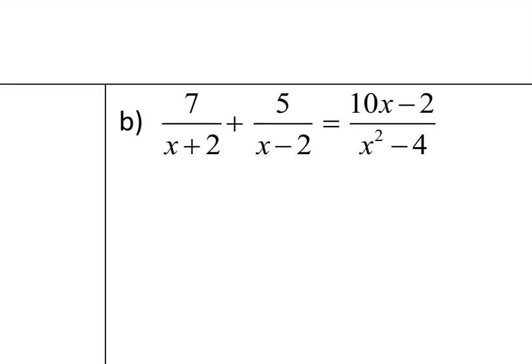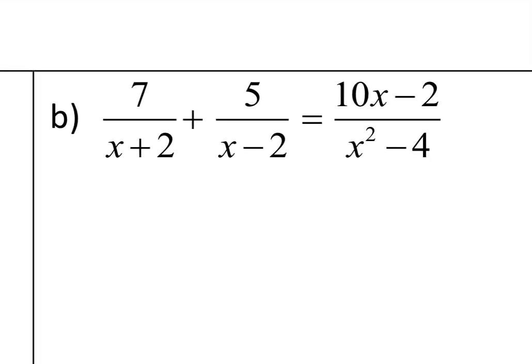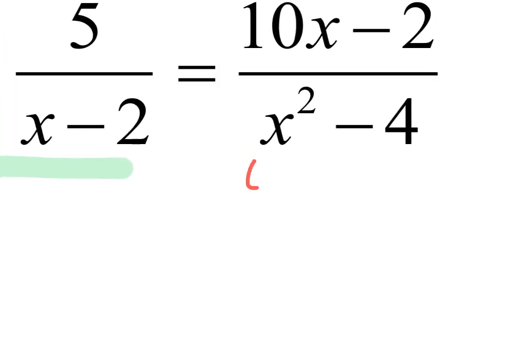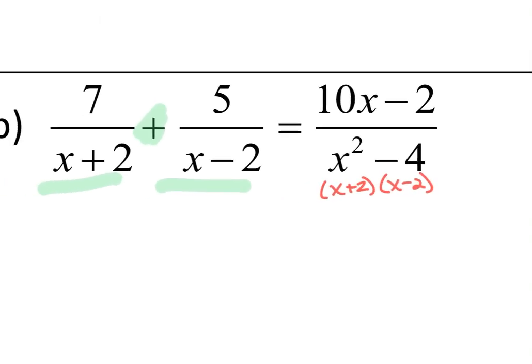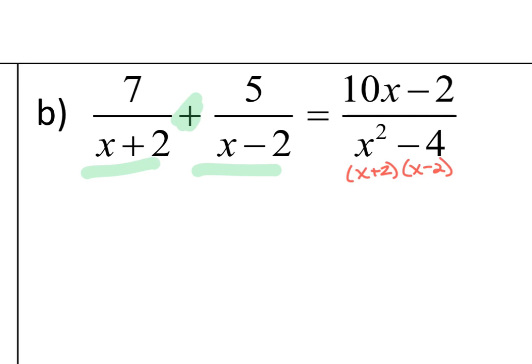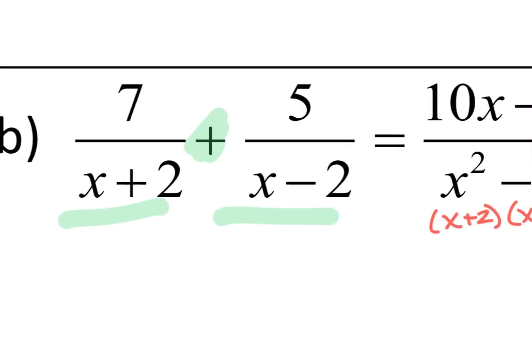In letter B, we don't have just one fraction. Over here, we have two fractions being added. So I would use what I describe as method number 2 in your notes here, and I would go ahead and factor this last denominator, and I would look for a least common denominator. In this case, it's going to be x plus 2 times x minus 2.